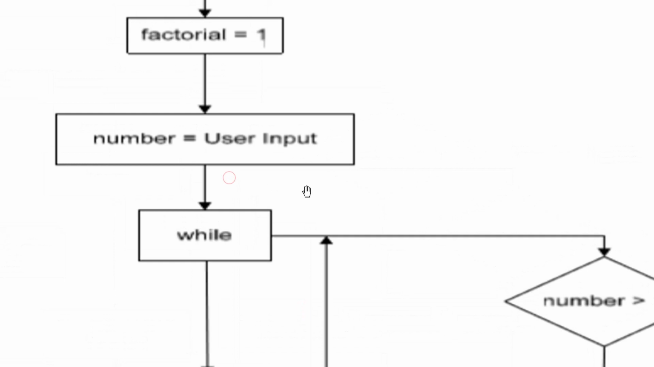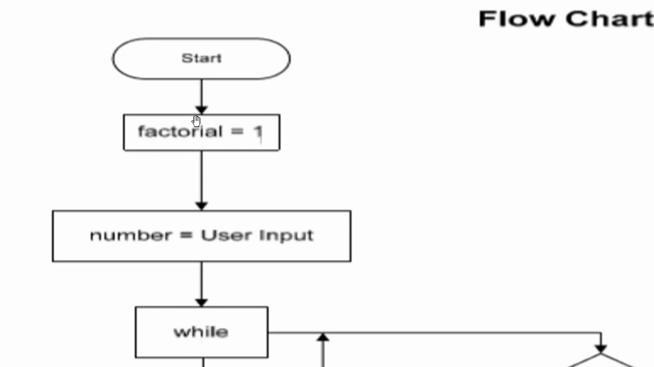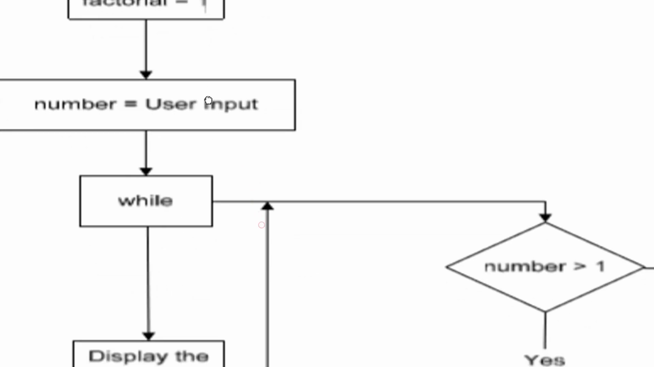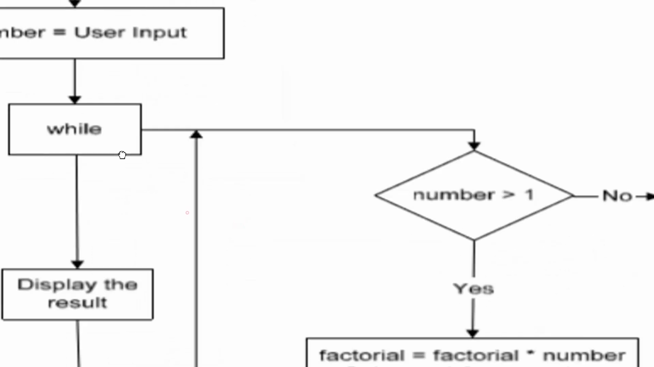So let me explain it again. The number is the user input. Suppose that it is 5. We have initialized the factorial. The factorial is the final answer, which for 5 needs to be 5 multiplied by 4 multiplied by 3 multiplied by 2 multiplied by 1. So the factorial is initialized to 1. The number is 5, suppose a user has input 5.